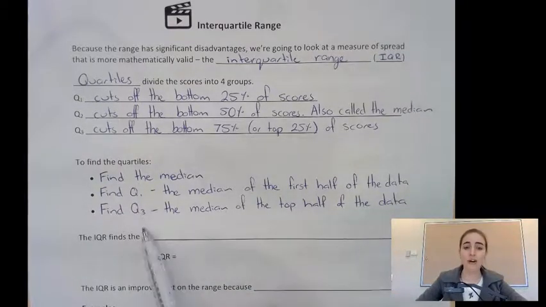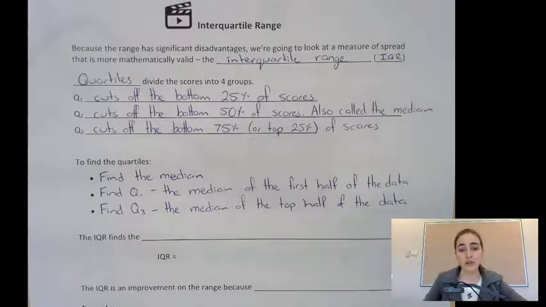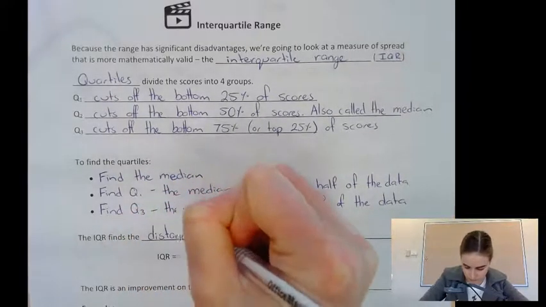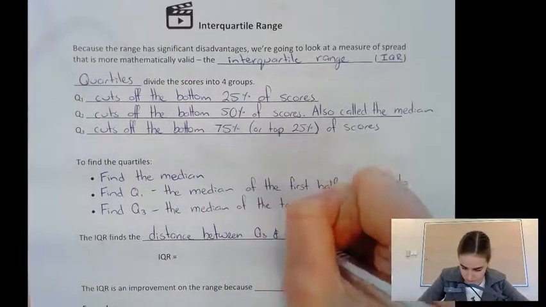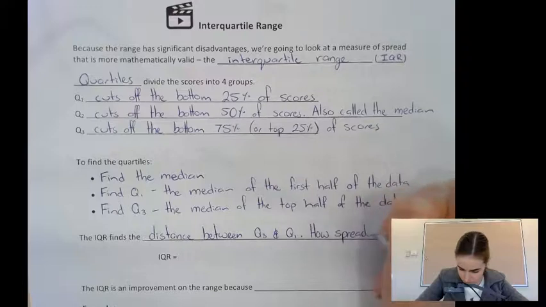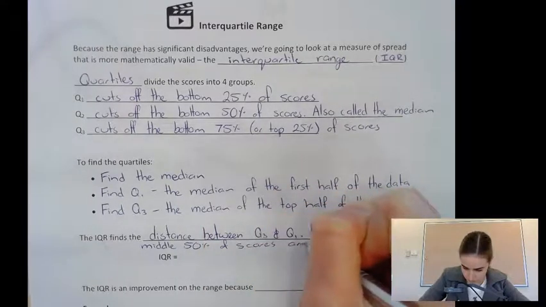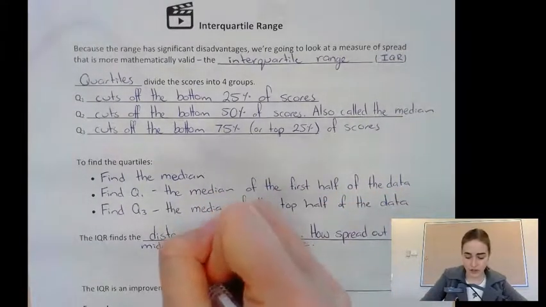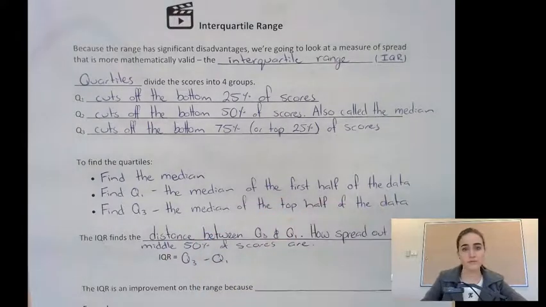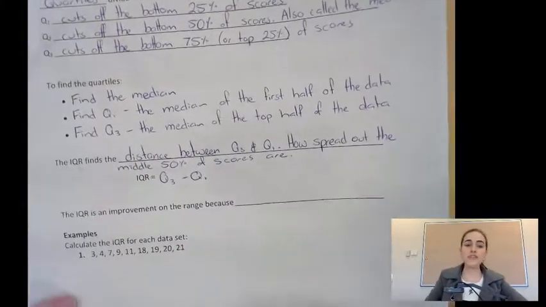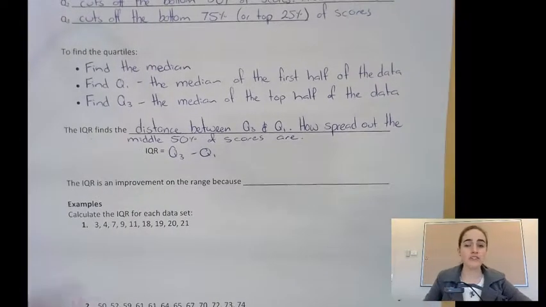Alright, so once we've found our quartiles, then we can find the interquartile range. The interquartile range, the IQR, finds the distance between Q3 and Q1. So it finds how spread out the middle 50% of the scores are. To find the interquartile range, we are just going to go Q3 minus Q1. The interquartile range is an improvement on the range because it's not affected by outliers.